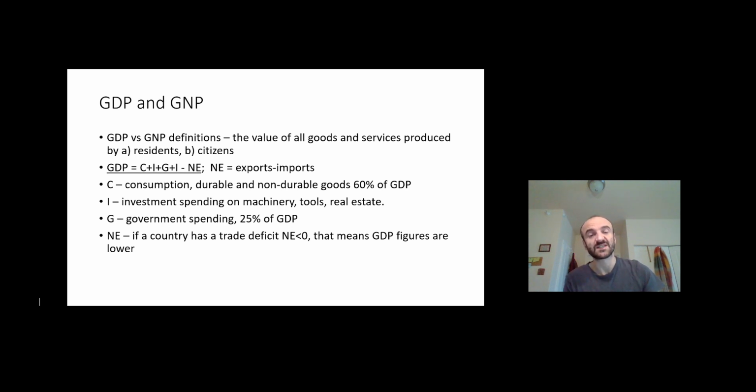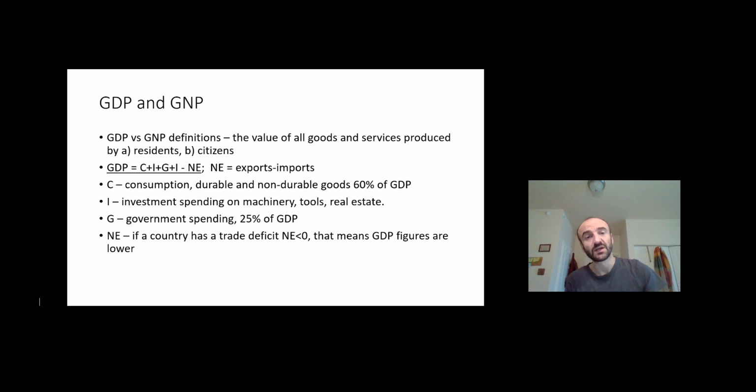The second component is investment spending. So these would be the purchases that businesses and firms make on everything that they use in the production process, such as machinery, tools, real estate, commercial real estate that is used as office space, factory space, and so on and so forth. So purchases that firms make of machinery, tools, and other goods that are used in the production process. So that's the second important component.